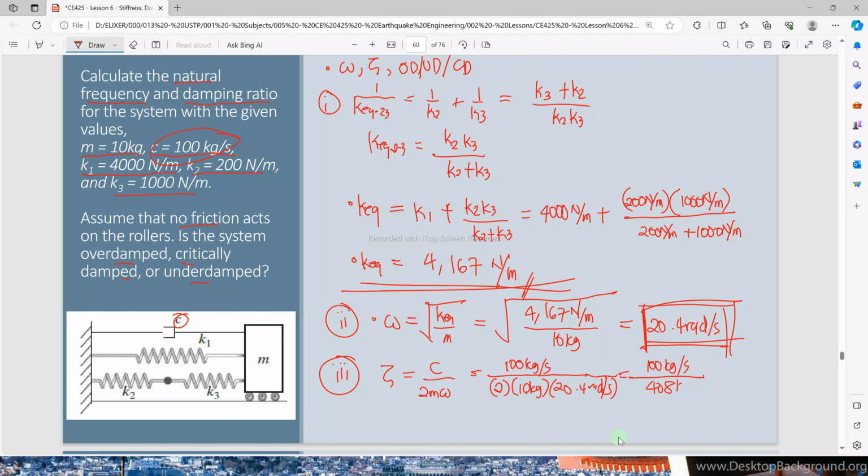which is equal to 408 kilograms per second. So we have our damping ratio approximately equal to 0.25. Since our damping ratio is less than 1, therefore the system is underdamped. So this is in ideal condition.